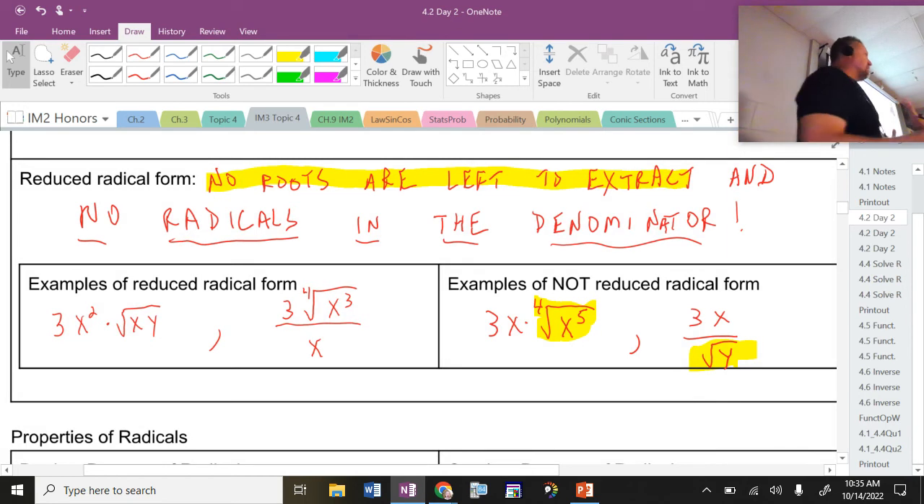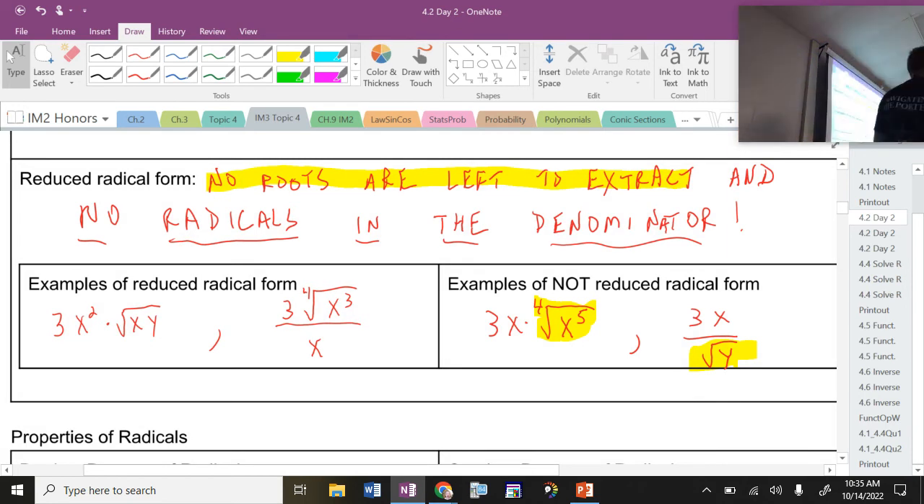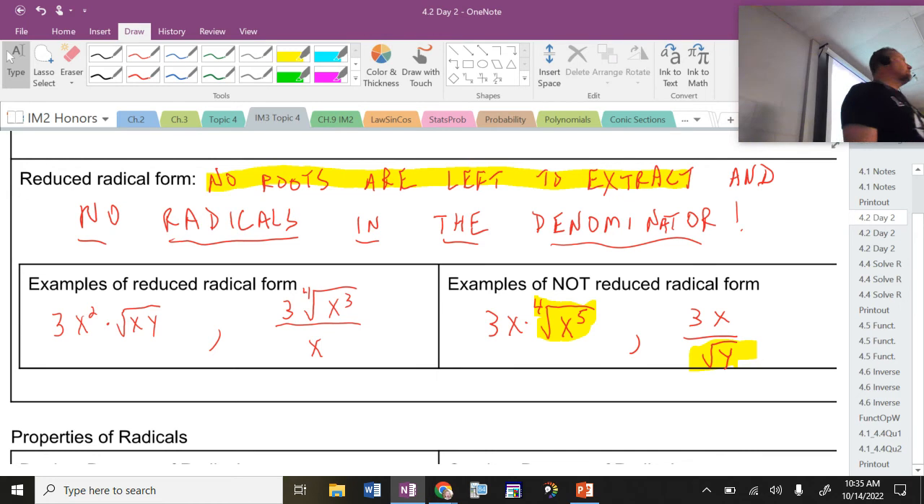And then there's more to this, but those are the general ideas. Never a radical in the denominator. Every single radical must be simplified all the way through. All right. And then we have a bunch of different processes of that happening. Okay, and I'm going to write some things down here, but we are going to talk about that absolute value thing as well a little bit, only for the first couple.